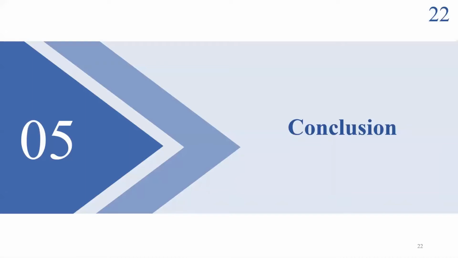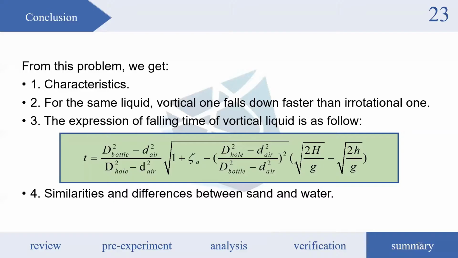And the fifth part is conclusion. From this problem, we get: one, the whirlpool is shaped like a long-necked funnel, and the other is that it creates an excess of air bubbles to flow in when the water flows out. For the same liquid, the vertical one falls down faster than the irrotational one. The larger the hole, the faster the volume flow rate.